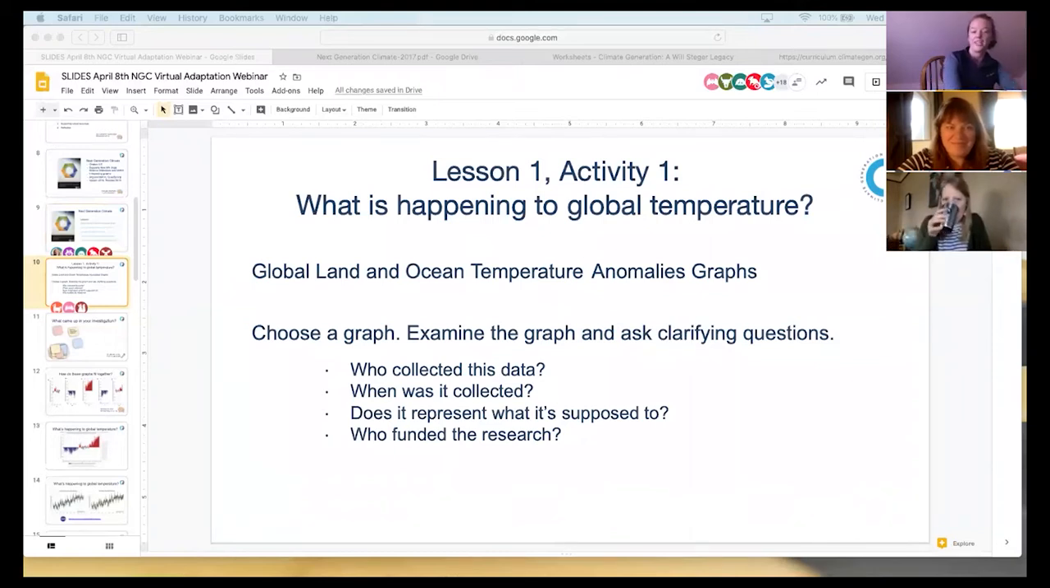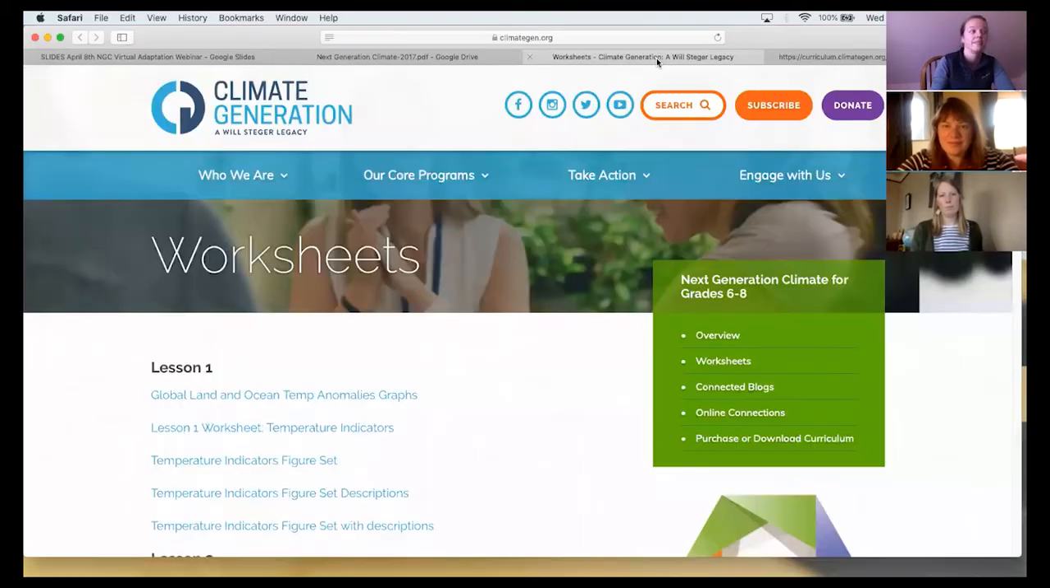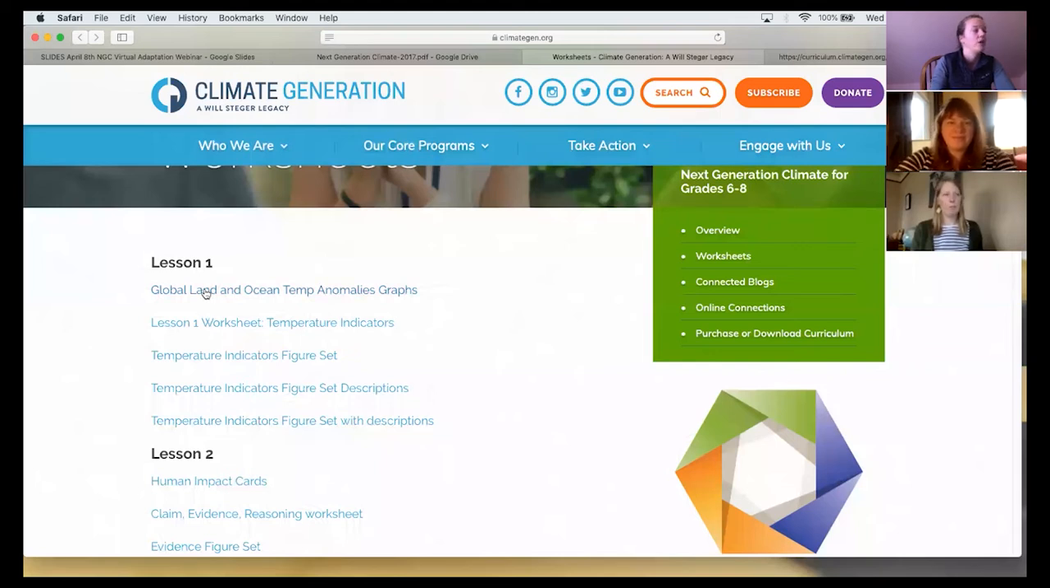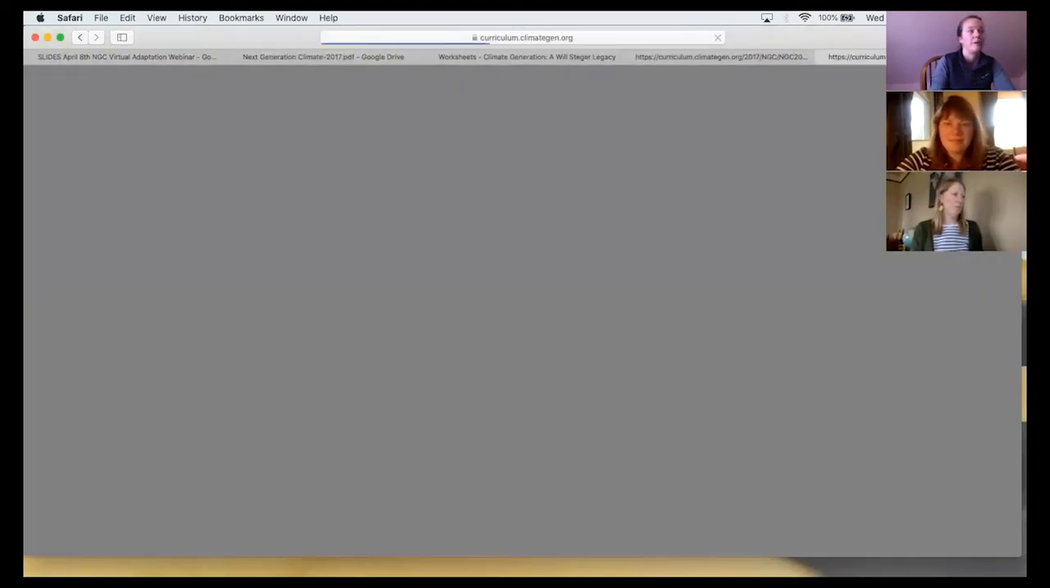Okay, so in lesson 1, we're looking at the question, what's happening to global temperature? In this lesson, students are introduced to evidence that shows there's been a rise in global temperature over the past century, and they're asked to make their own conclusions using evidence. We provide students with global land and ocean temperature anomalies graphs. We have worksheets to support that, and we also have activities. So right now, I'd like you to navigate to the worksheets section and go to lesson 1. You should be able to open the global land and oceans temp anomalies graph.